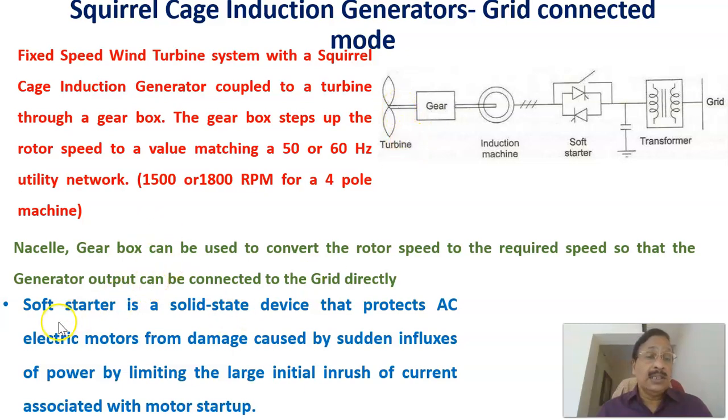A soft starter is a solid state device that protects the AC electric motor from damage caused by sudden influxes of power by limiting the large initial inrush current associated with motor startup. That is the soft start mechanism. And of course, here a capacitor is required to meet the reactive power requirement. Therefore, the stator is connected to the grid, the capacitor supplies the reactive power, and the rotor is connected to the turbine through a gearbox mechanism.